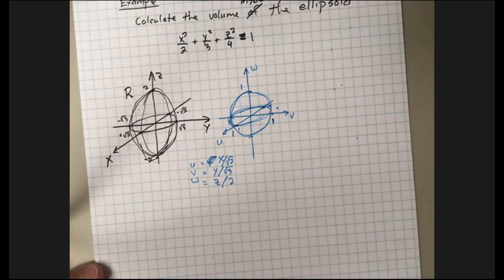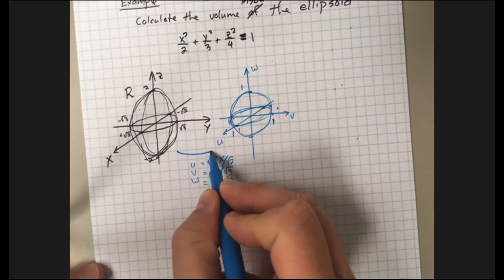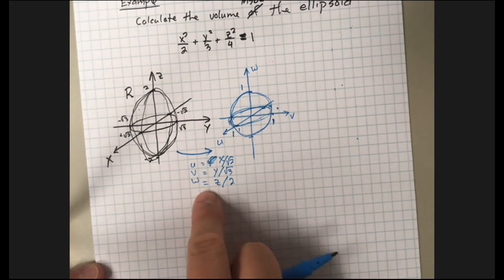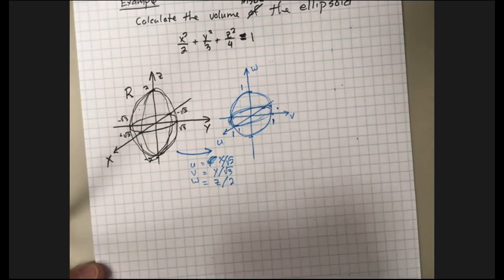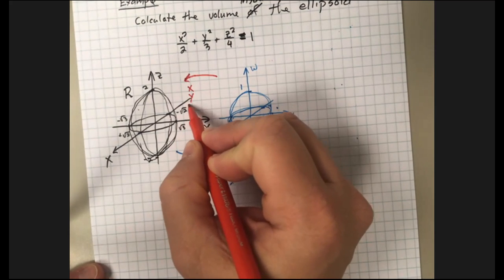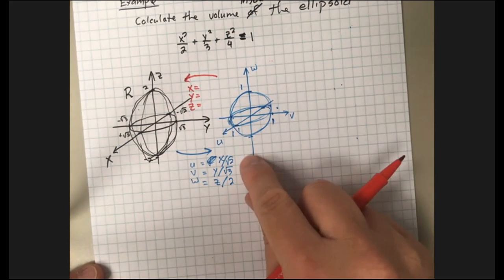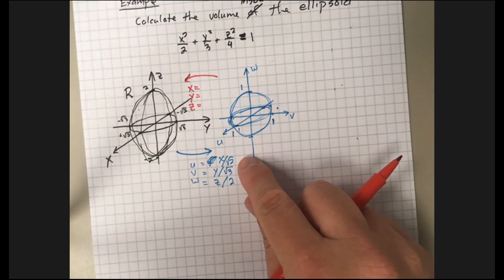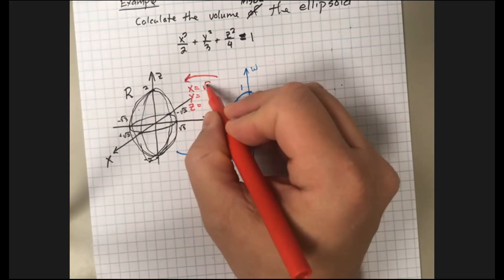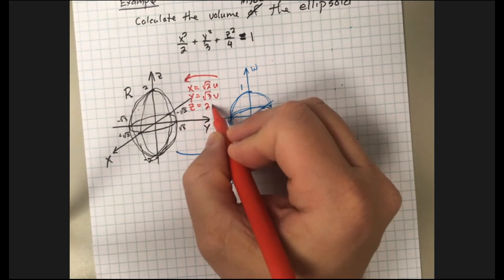Remember, this transformation goes two ways. What we just described is how to change x, y, and z into w, v, and u. But for my Jacobian, I need to know how to calculate this way. I need to know the formulas for x, y, and z in terms of u, v, and w. But since this is just a scaling, a stretching or shrinking, I can easily solve for x, y, and z here. Say root 2 u, root 3 v, and 2w.